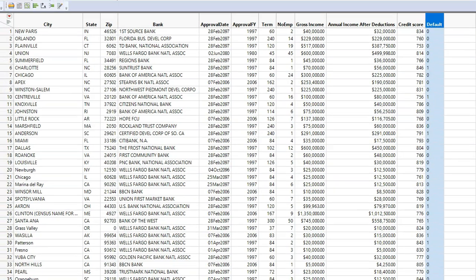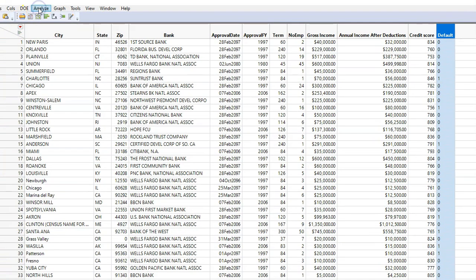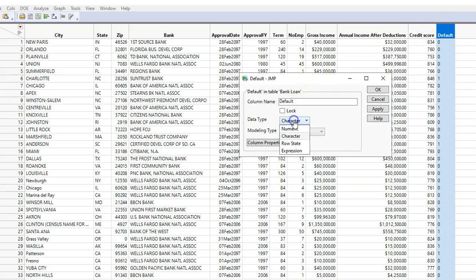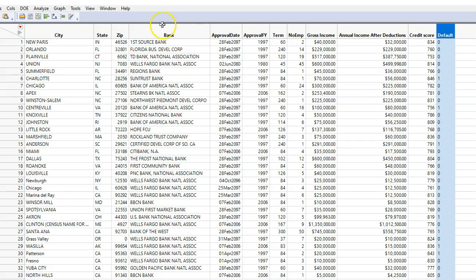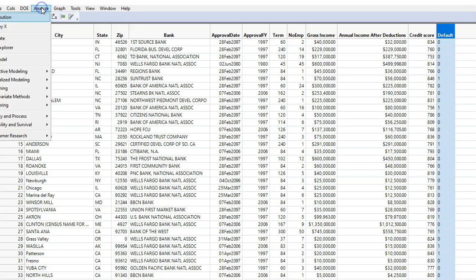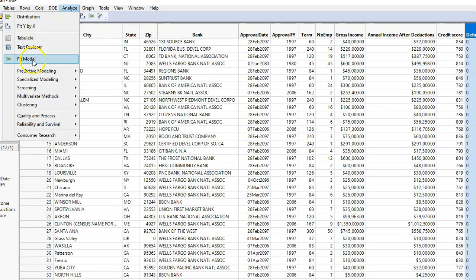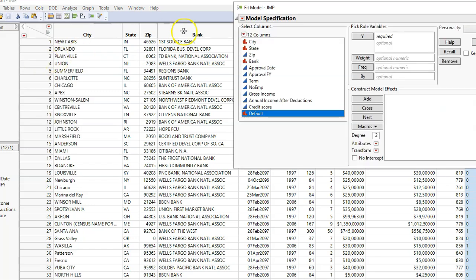Now we can use Analyze. Remember that when you want to start, make sure your default is considered a categorical variable under JMP. So right click, go to column info, make sure this is character and nominal, and click OK. Then let's use Analyze, Fit Y by X, or we can also use Fit Model, it doesn't matter.